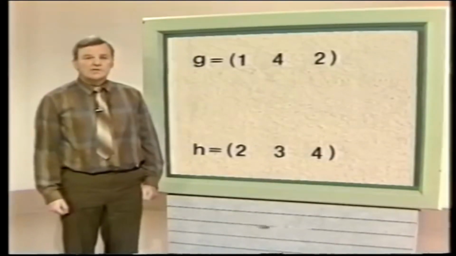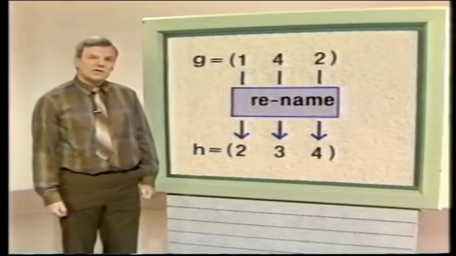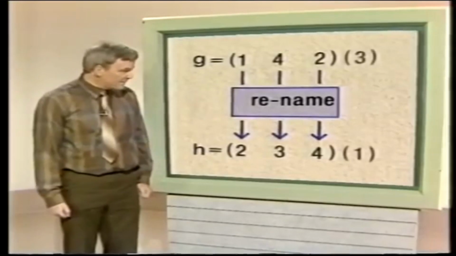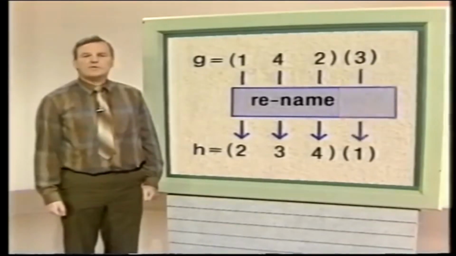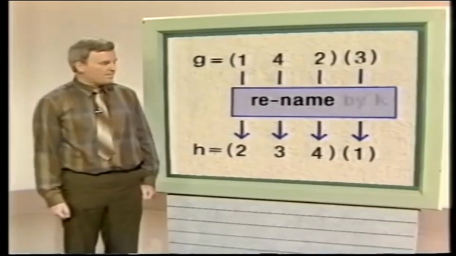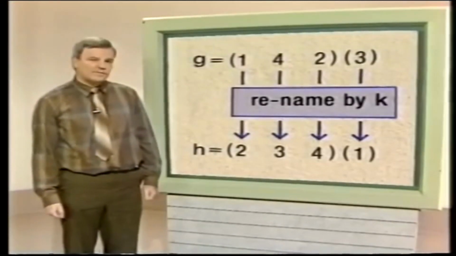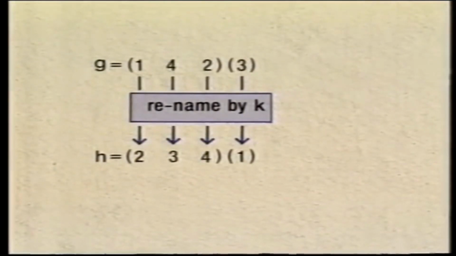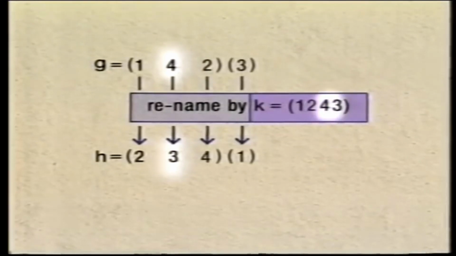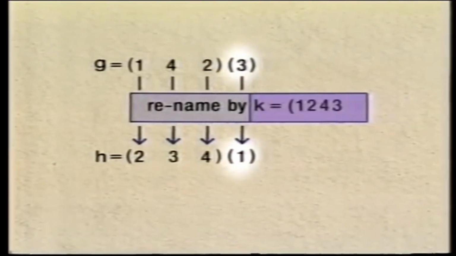The first step is simply to rename the symbols of G to get those of H. And when we include the fixed symbols of G and H, then the renaming operation can itself be expressed as a permutation in S4. Let's call it K. The symbol 1 is renamed as 2. 2 becomes 4. 4 becomes 3. And finally 3 goes to 1.